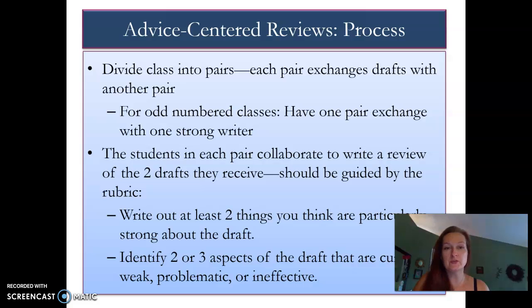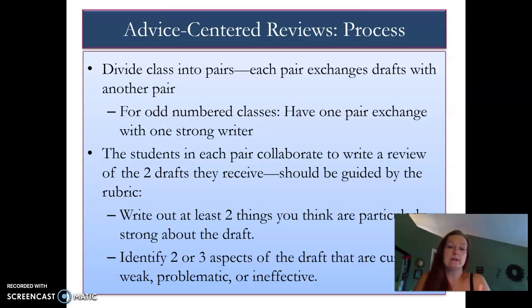So the procedure for this is to divide the class into pairs. Each pair will exchange drafts with another pair. For odd-numbered classes, you can have one pair exchange with one strong writer if you like. The students in each pair will collaborate to write a review of the 2 drafts they receive, and this should be guided by the rubric.